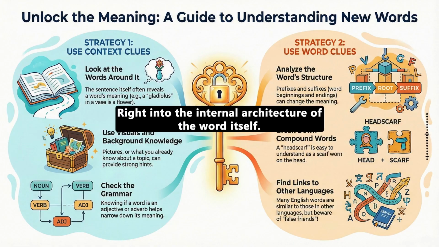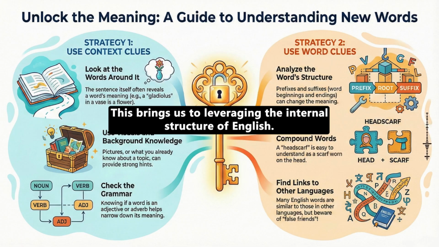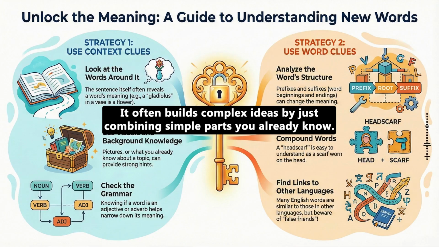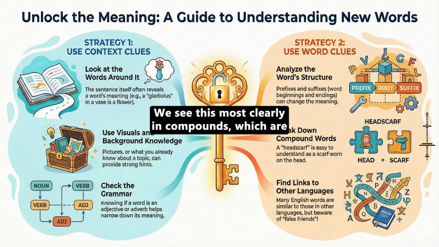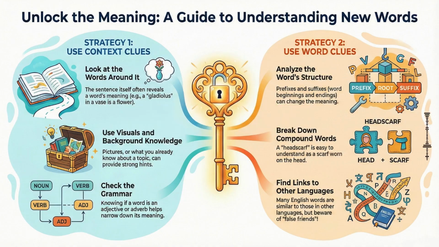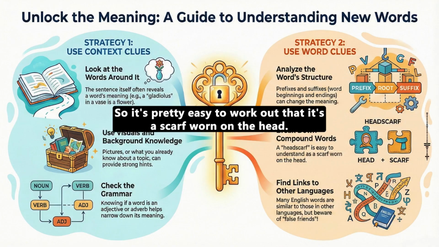Right into the internal architecture of the word itself. This brings us to leveraging the internal structure of English. English is like a linguistic construction kit. It often builds complex ideas by just combining simple parts you already know. We see this most clearly in compounds, which are often just two words kind of mashed together. Yeah. The classic example is headscarf. Head, scarf. So it's pretty easy to work out that it's a scarf worn on the head.